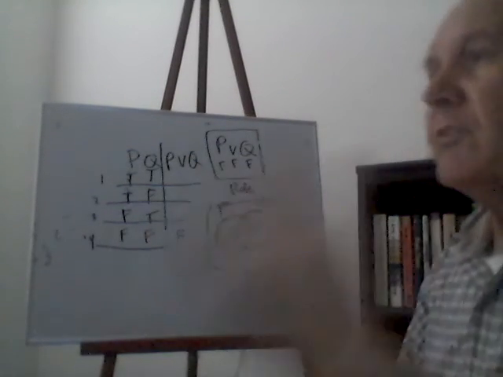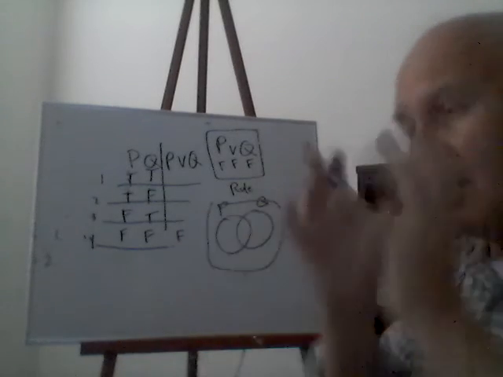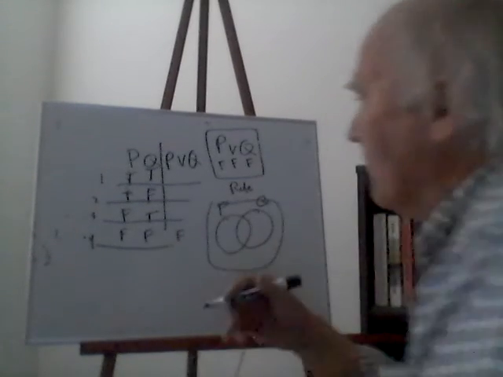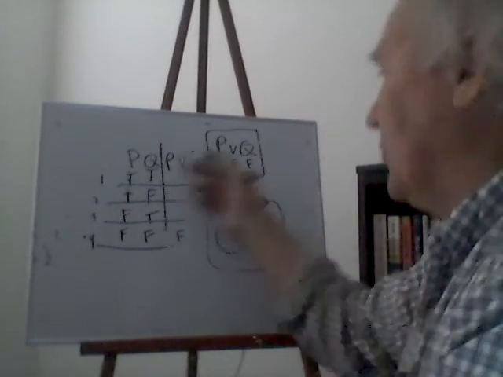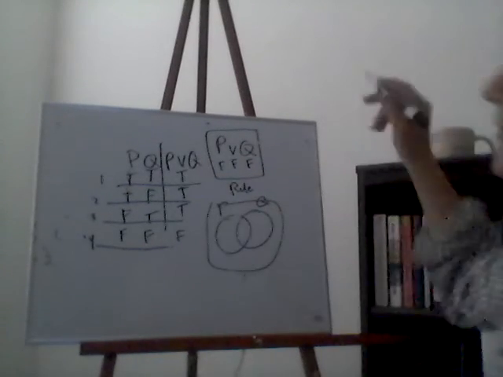If I say to you today it's raining outside, or today is Monday, if it's not raining outside and today is not Monday, then I was lying to you. But if one of my statements is true, or they're both true, then my statement is true. So this is the truth table for P or Q.